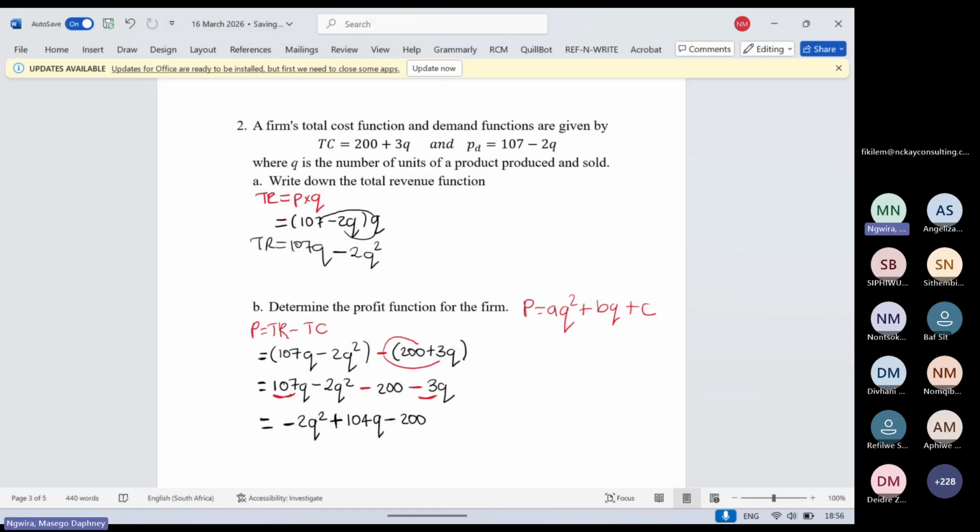Did you want me to write it like this? Say 104q minus 2q squared minus 200 is the same thing. Oh, okay, makes sense. I think I see what you're saying, but it's the same thing. I just decided to write it this way. Even if you write it this way, you're still going to get the same answer because you already know that this is A because it's next to q squared.